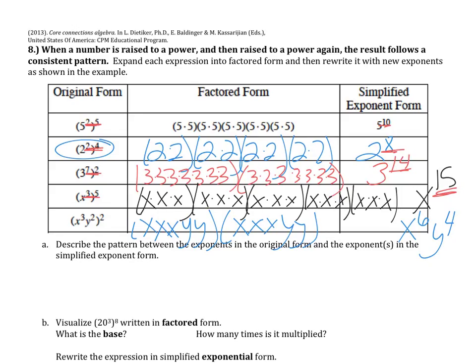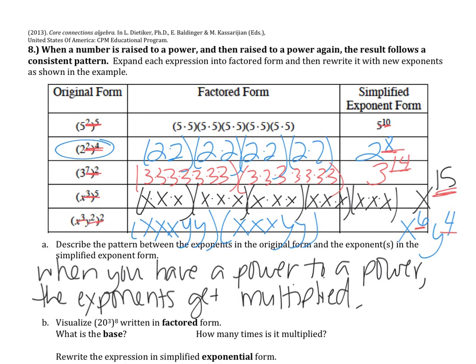And the same thing happens in the last one. We're going to take 3 times 2 to get 6, 2 times 2 to get 4. So when you have a power to a power, the exponents are going to get multiplied.